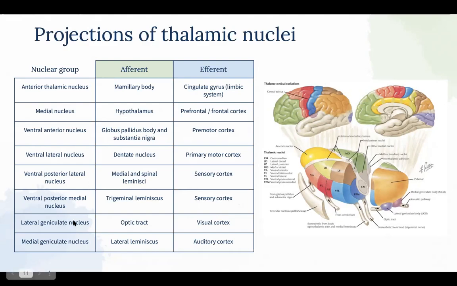And then the lateral geniculate nucleus and the medial geniculate nucleus. The lateral راح تاخذ من الoptic tract راح تودي إلى visual cortex. هذه اللاترال بالبنفسجي هنا visual cortex. And then the medial geniculate nucleus هذه راح تاخذ من اللاترال lemniscus راح تودي إلى الauditory cortex. يعني اللاترال لها علاقة في visual tract and the medial لها علاقة بالauditory tract.